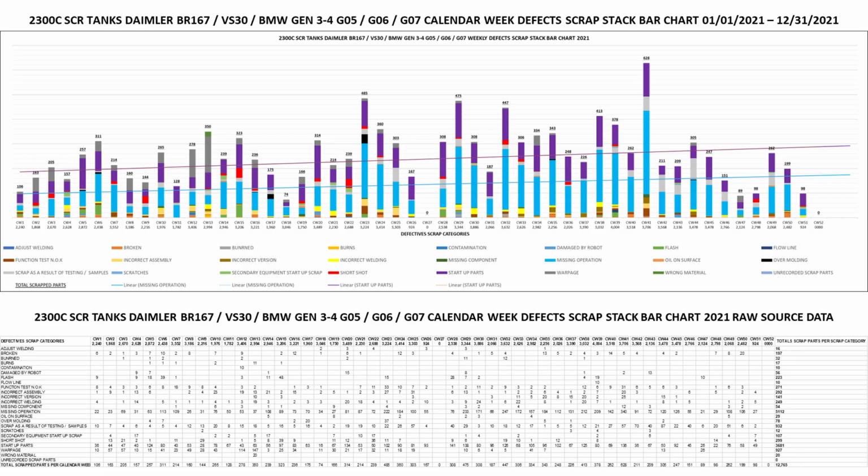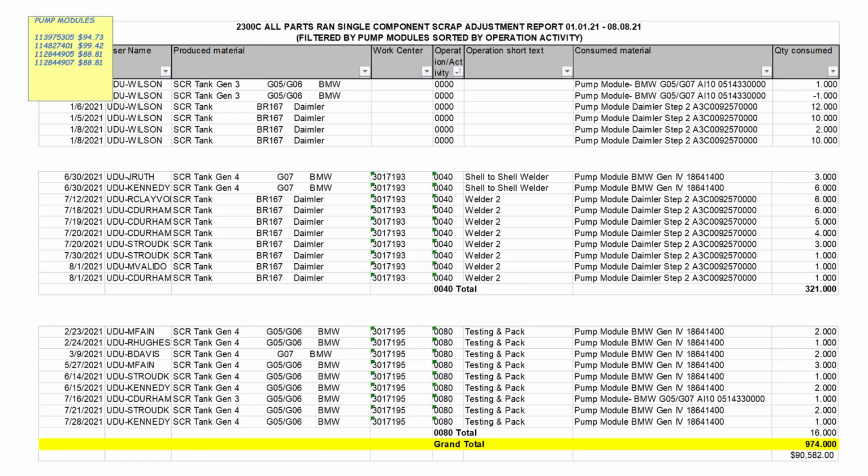Ideally, we would like to see the slope of these indicators either be flat or, better, going in a downward direction, showing a trend in reduction and not a trend in increase. This is an SAP report that I produced to break down all the scrap single component categories that I filtered by pump modules. Year to date was $90,000 in this case.